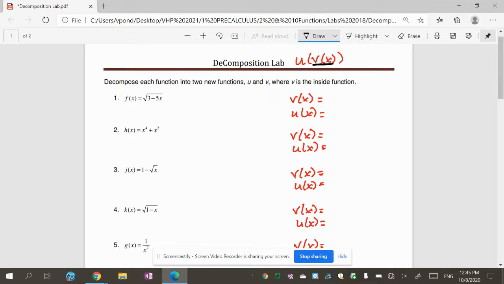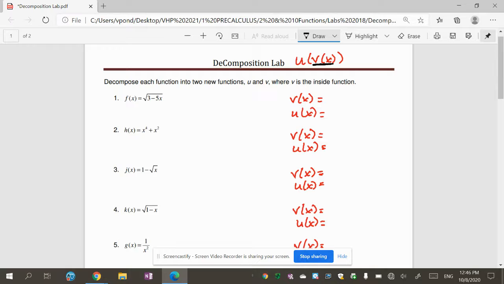And basically, when you decompose a function, you already have a composition. So here I have f of x. It's already done. It's already got a function within another function. And you're basically going backwards to figure out what the two functions were, making sure that v of x was my inside function, that if I were to put this v of x inside of u of x, I would end up with that function.